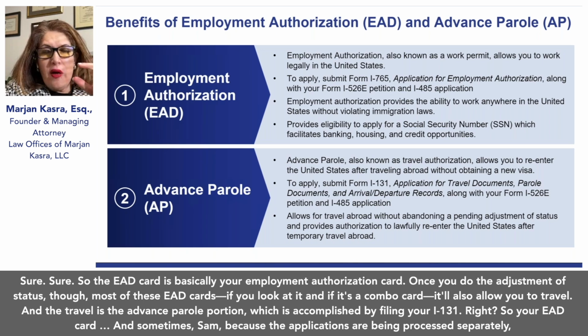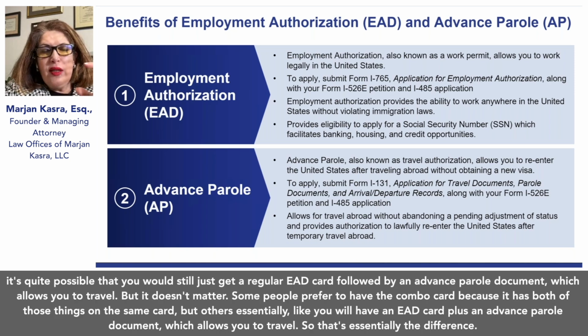So sometimes, because the applications are being processed separately, it's quite possible that you would still just get a regular EAD card followed by an advanced parole document which allows you to travel. But it doesn't matter. Some people prefer to have the combo card because it has both of those things on the same card. But others will have an EAD card plus an advanced parole document which allows you to travel. So that's essentially the difference.